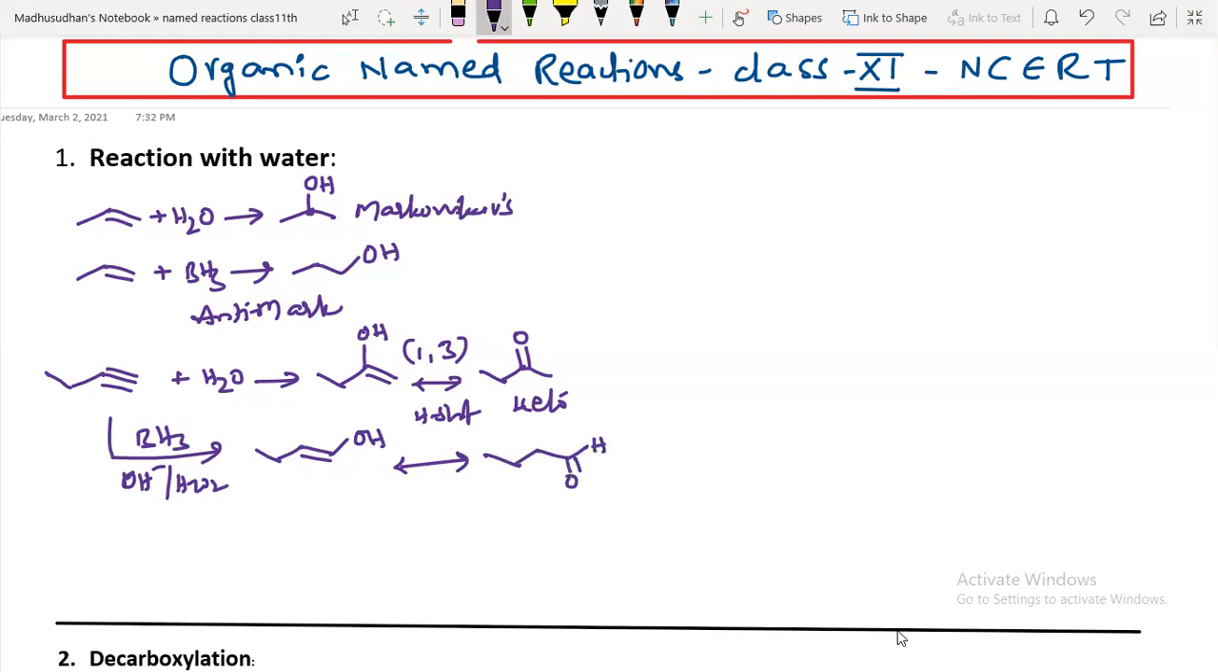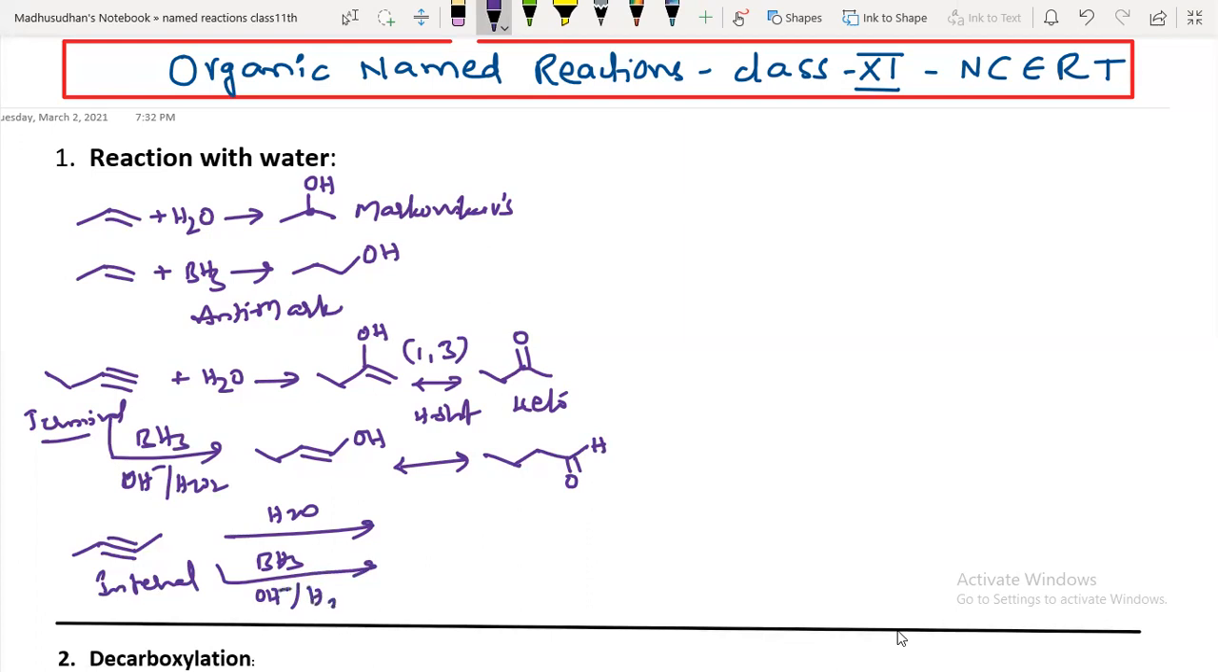Suppose I am taking an internal alkyne. This one is a terminal alkyne, and the first one is an internal alkyne, isn't it? On an internal alkyne, whether you add water directly or you add BH3, OH minus and peroxide, you will get only one type of product, that is ketone.